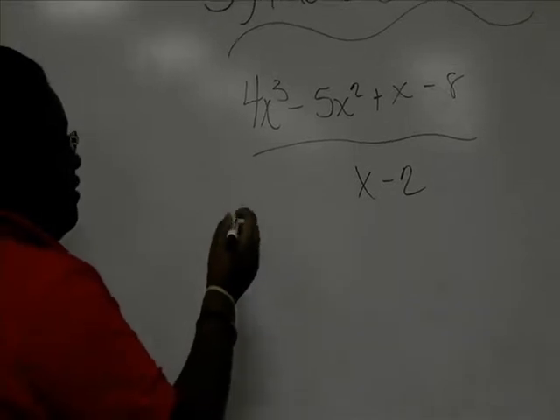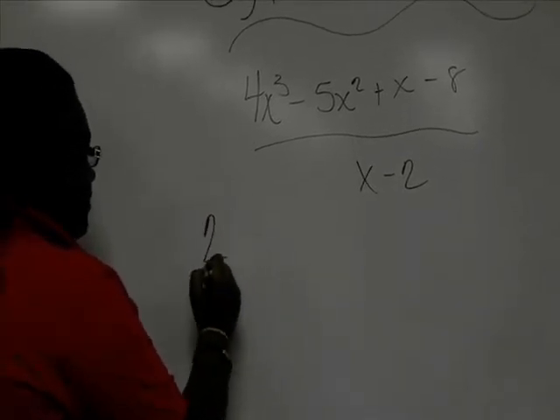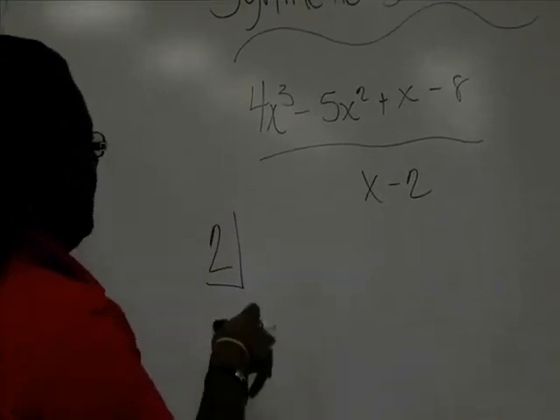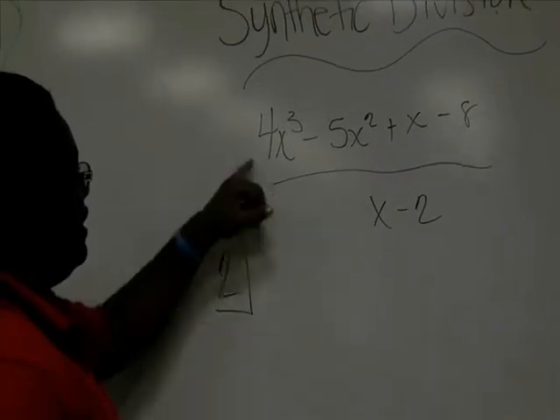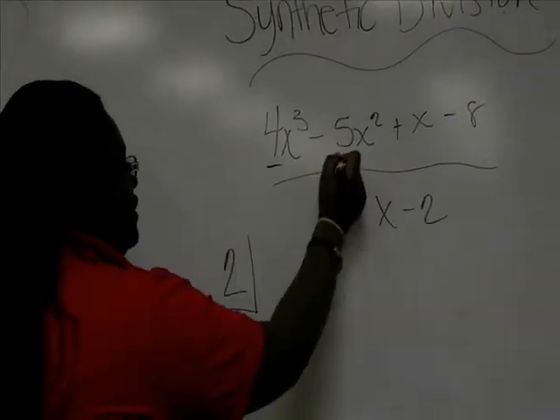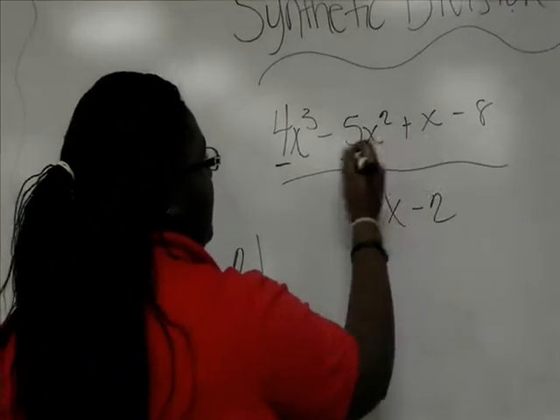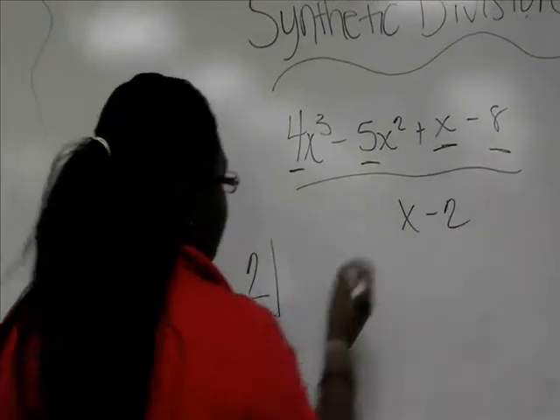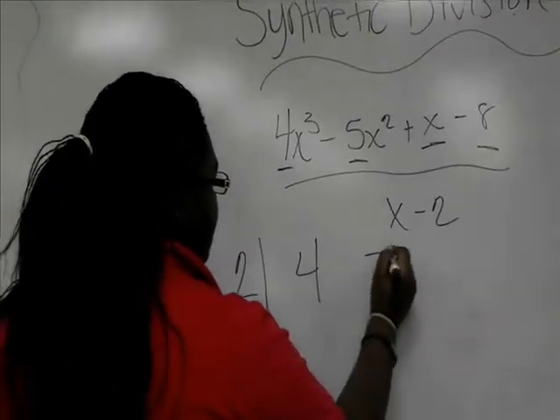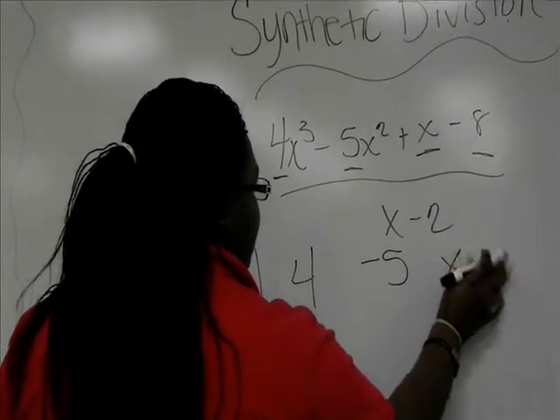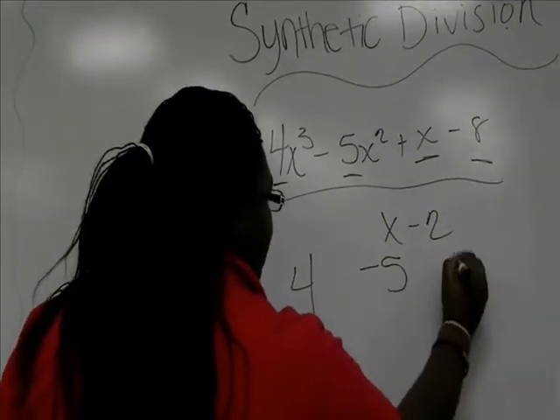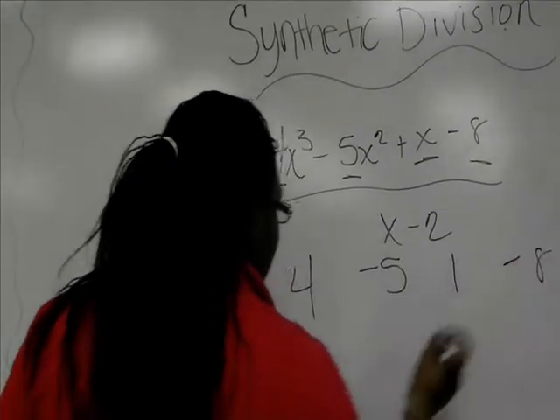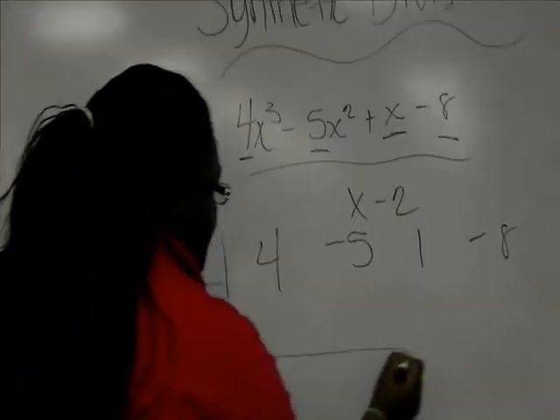Process. You gotta bring the 2 over here, and you do this little box thing, and then you have to bring down all the coefficients like 4, -5, 1, and -8. And then you draw a line.